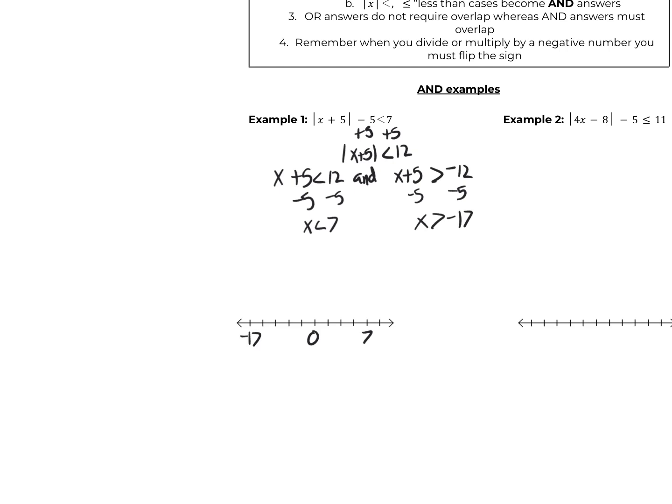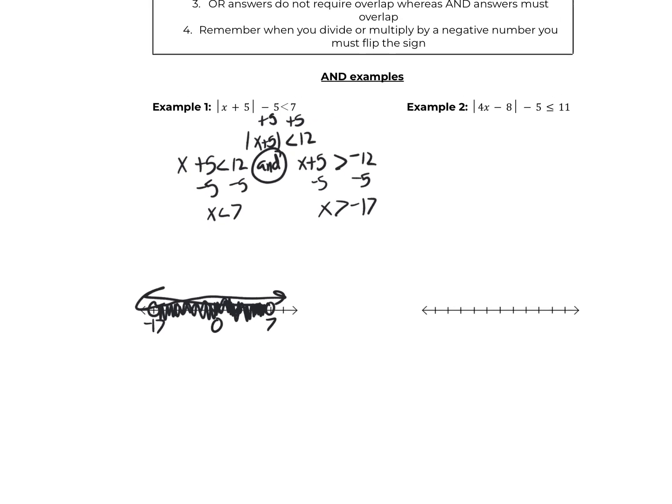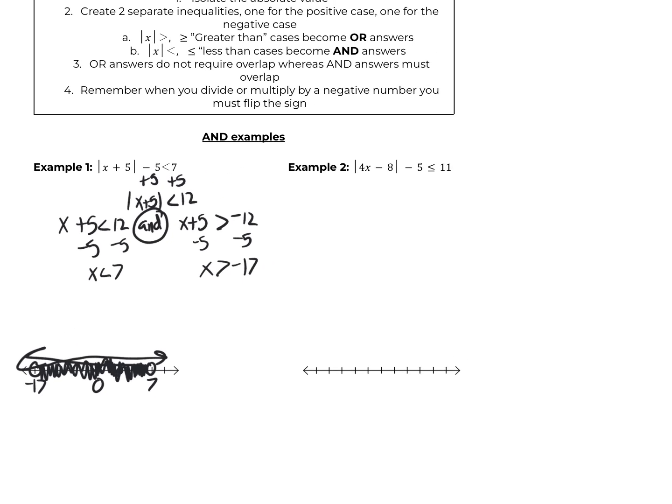Above 7, I'm going to have an open circle at 7, and I'm going to have an arrow going to the left because it's less than. At negative 17, I'm going to have an open circle with an arrow going to the right because it's greater than. Now, this is an and. Since it's and, that means I need an overlap. So I'm looking at this area where there's two arrows above it. So this area between negative 17 and 7, but not including negative 17 and 7, is where my solution set lies.